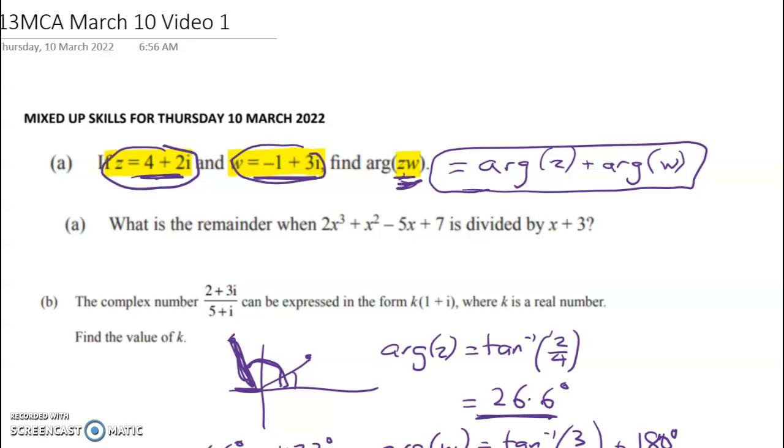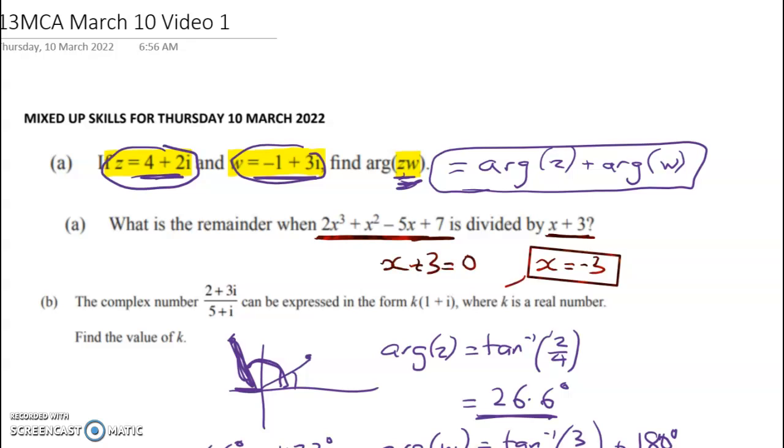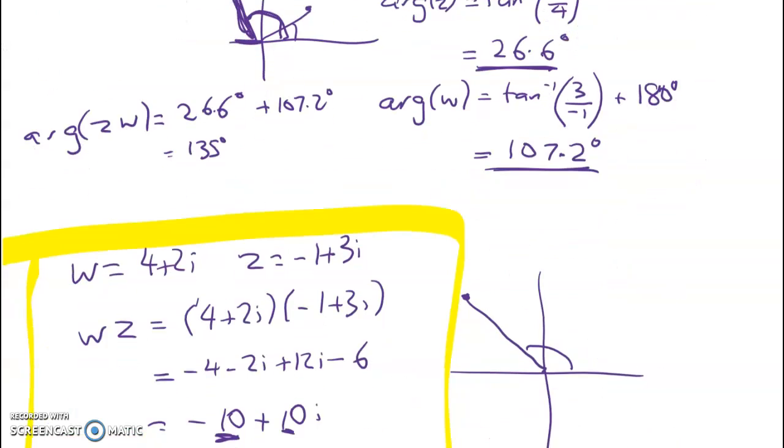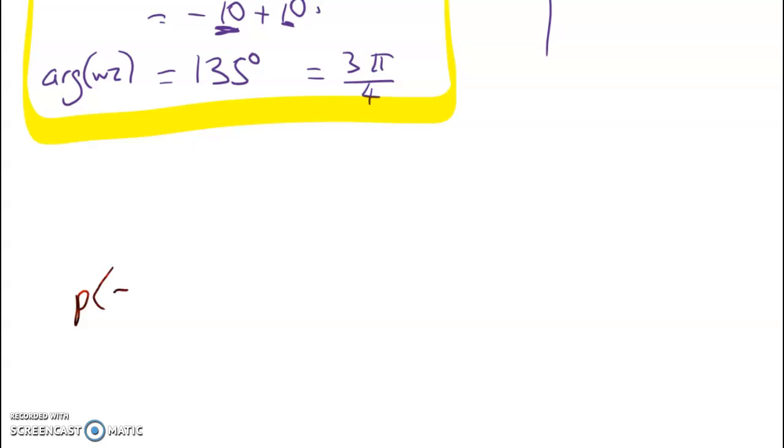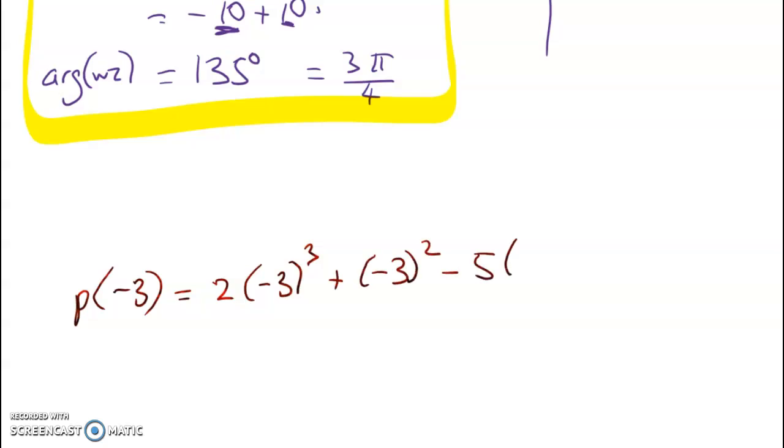It's using the remainder theorem. So what is the remainder when this polynomial is divided by x plus 3? So x plus 3 equals 0 means that the root would be at x equals negative 3. So we take x equals negative 3 and we sub it into here. So p of negative 3, p meaning polynomial, gives me 2 times negative 3 cubed plus negative 3 squared minus 5 times negative 3 plus 7. And when you work all of that out, what do we get? We get negative 54 plus 9 plus 15 plus 7, which gives me negative 23.